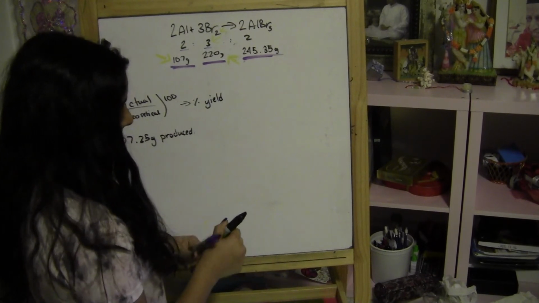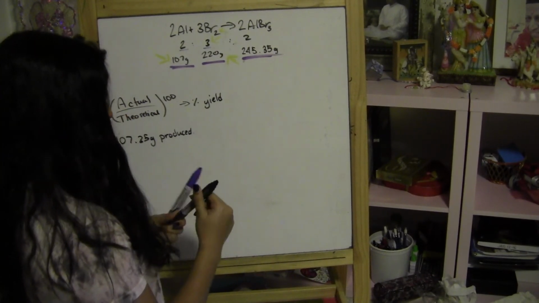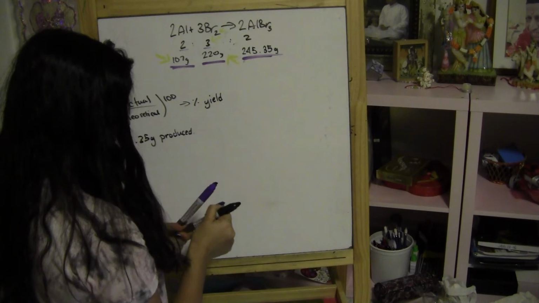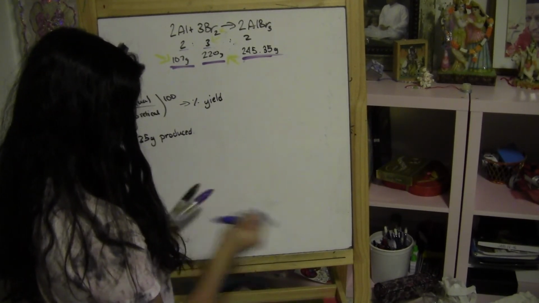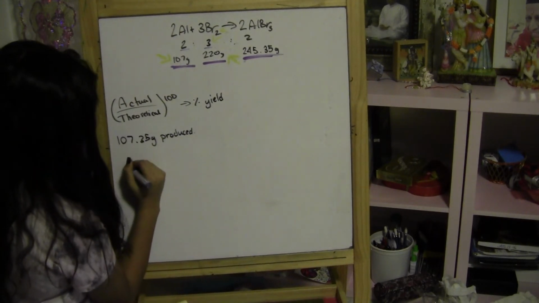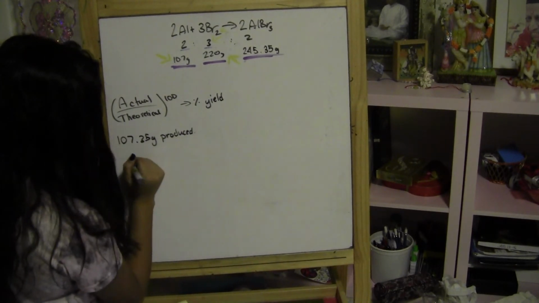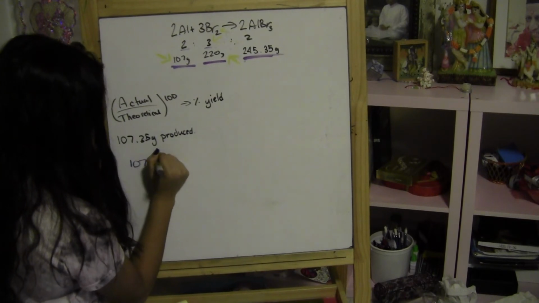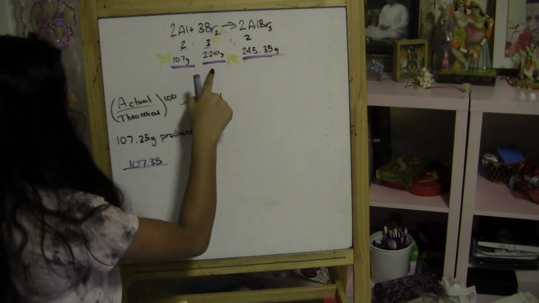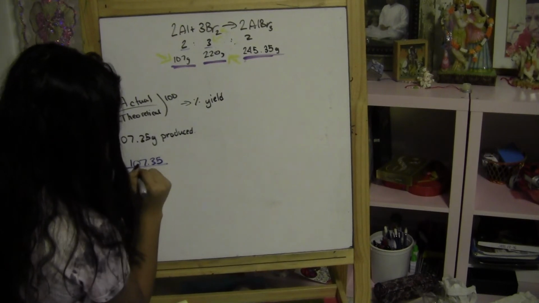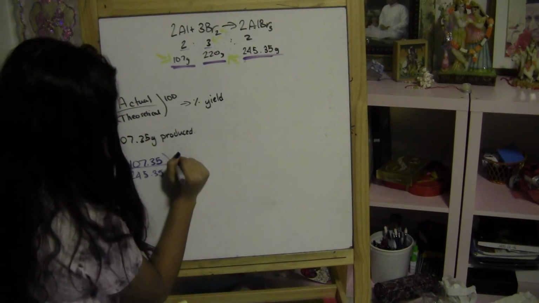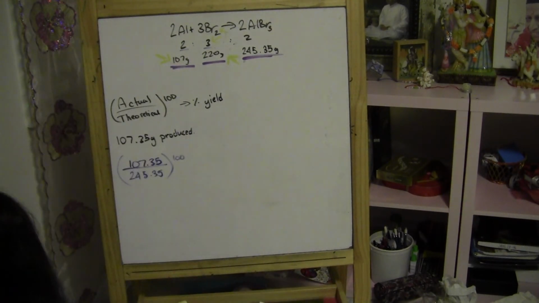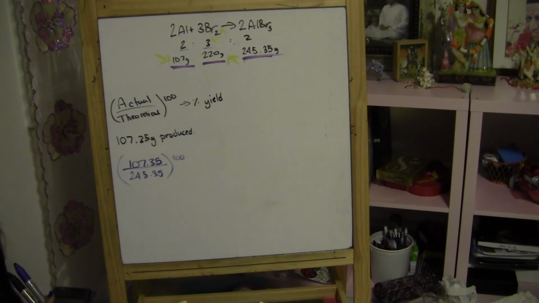Now, this is a fairly simple calculation. We just have to follow this equation right here, okay? So let's use a different color. So that would be, as you know, this is the actual yield, 107.35 over 245.35, okay? All of this times 100. And what do we get? Let's use our trusty little calculator here, figure that out.